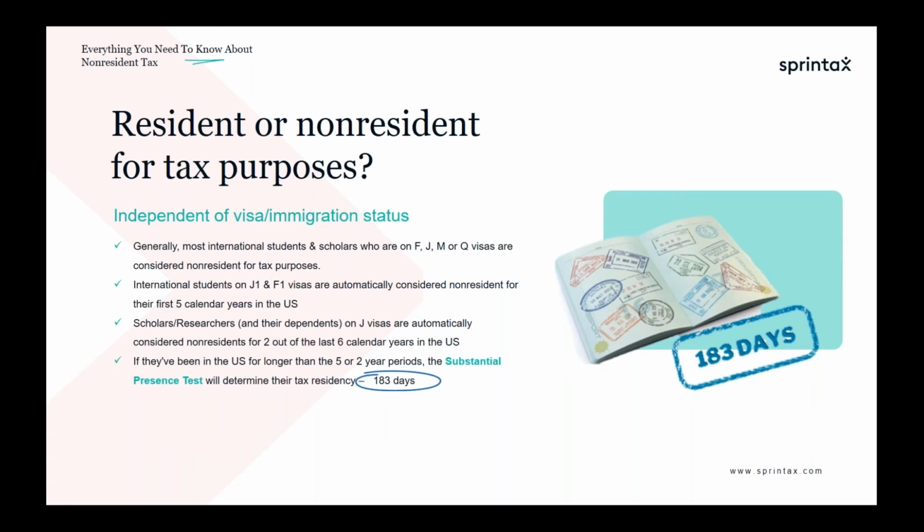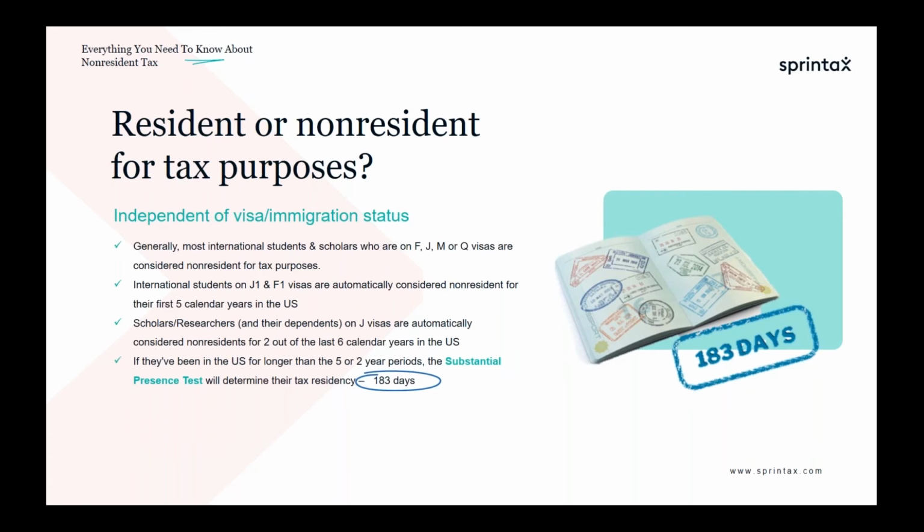Essentially, the substantial presence test will take all of the days of presence for the current year, then it will take a third of days of presence in the year before the current year, and a sixth of days of presence in the year before that. And if that totals to over 183 days, then you would be deemed a resident for tax purposes.